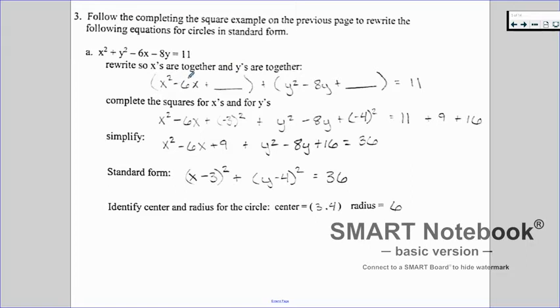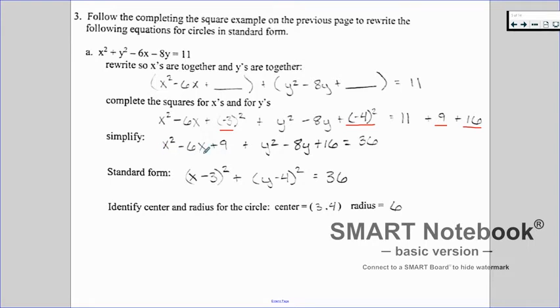So negative 6 divided by 2 squared, so negative 3 squared. Negative 8 divided by 2 squared, so negative 4 squared. Notice she adds it here and she adds it over here. She adds negative 4 squared, and she adds it on the right side. So make sure that you're doing that, keeping your equation balanced.